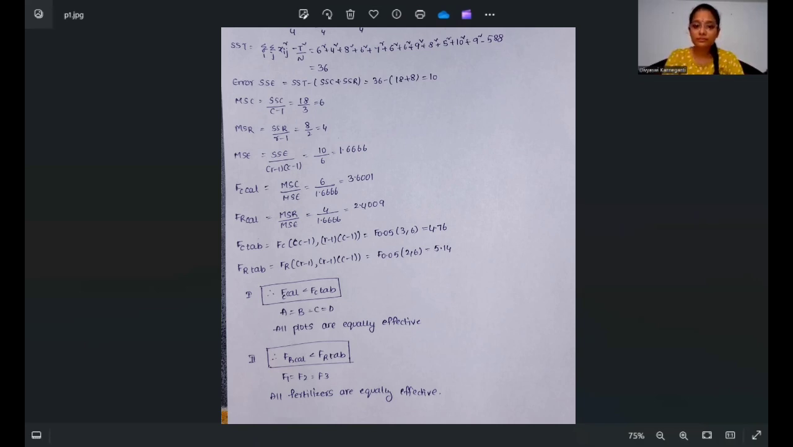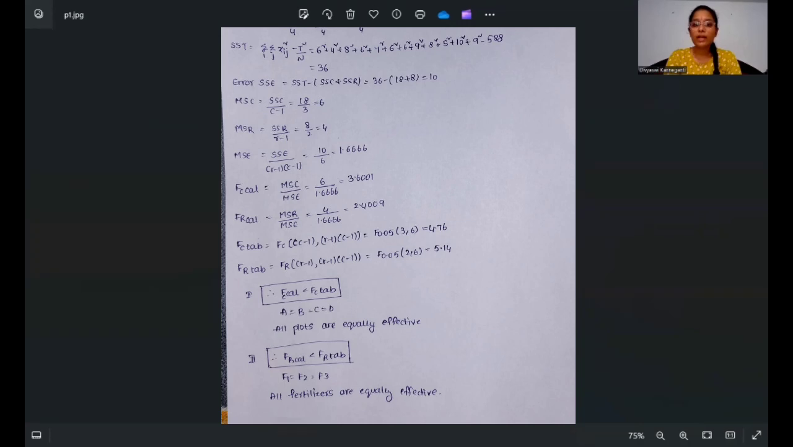While comparing the F column calculated and F table value, the F column calculated value is less than the F column table value. Basically, when the calculated value is less than the table value, the null hypothesis is accepted, that is, the alternative hypothesis is rejected. As we saw before, the null hypothesis accepted means all the plots are equal. Then we can say that all plots are equally effective.